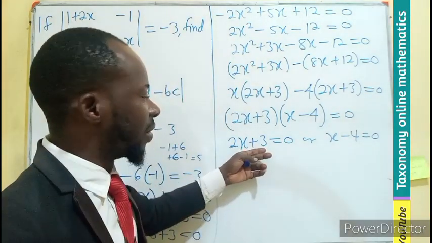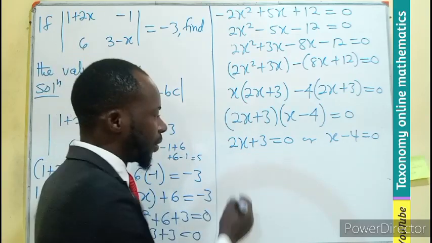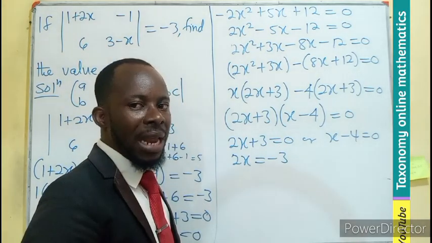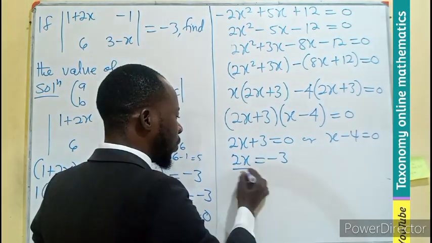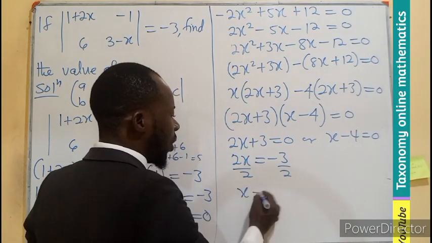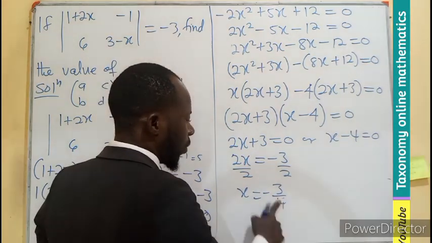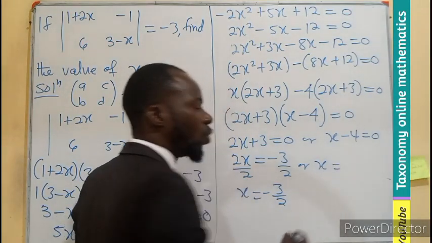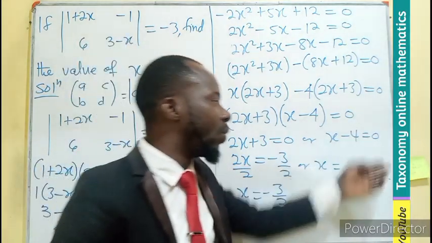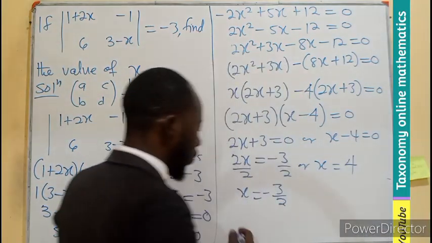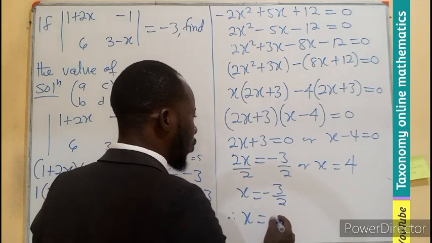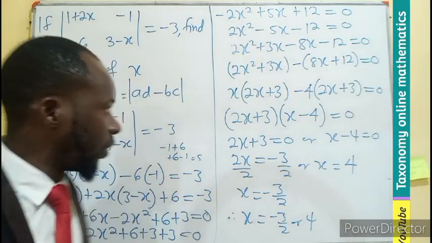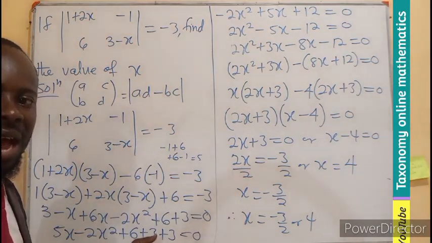Now let's subtract 3 from both sides, meaning 2x will be equal to minus 3. Then let me divide by the coefficient, so divided by 2, x will be equal to minus 3 on 2, or x will be equal to, let's add 4 to both sides in this equation, that gives us 4. So therefore, x is equal to either minus 3 on 2 or a positive 4. So this is one way by which we can arrive at our answer.